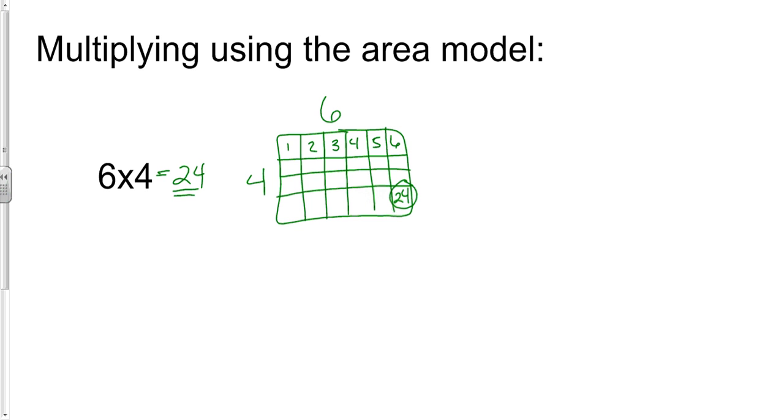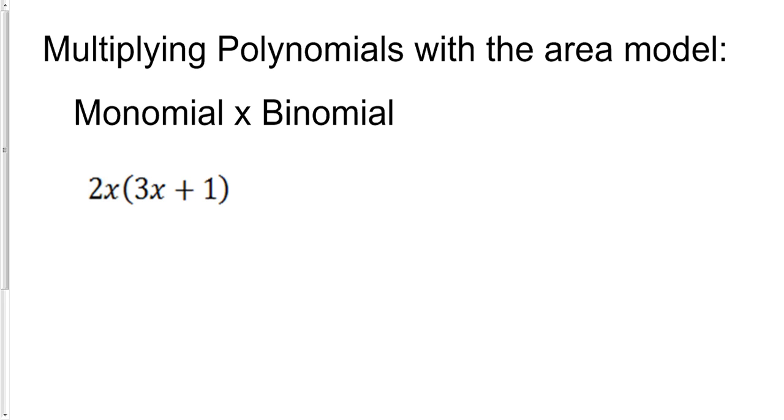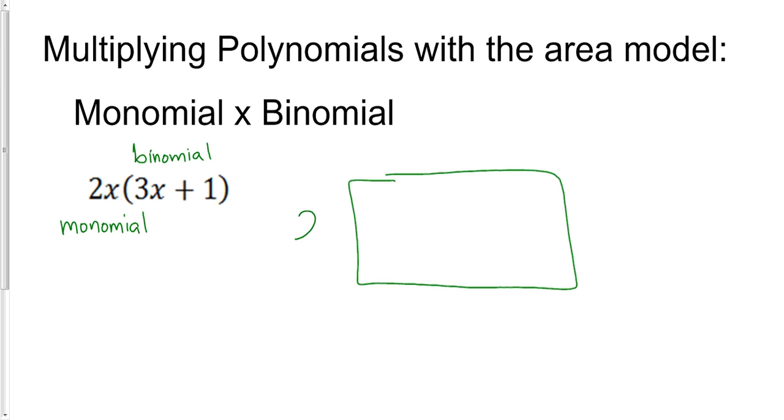So we're going to use that same logic, same model, to multiply polynomials. So here we have a monomial, 2x, times a binomial, 3x plus 1. We're going to draw out our area model. We have a 2x, and then we have a 3x, and a plus 1. Whenever you have a binomial, you have to split up the box. So since down the side we only have 2x, we don't need to split that up, but across the top we have a binomial, so we draw a line between the 3x and the 1.